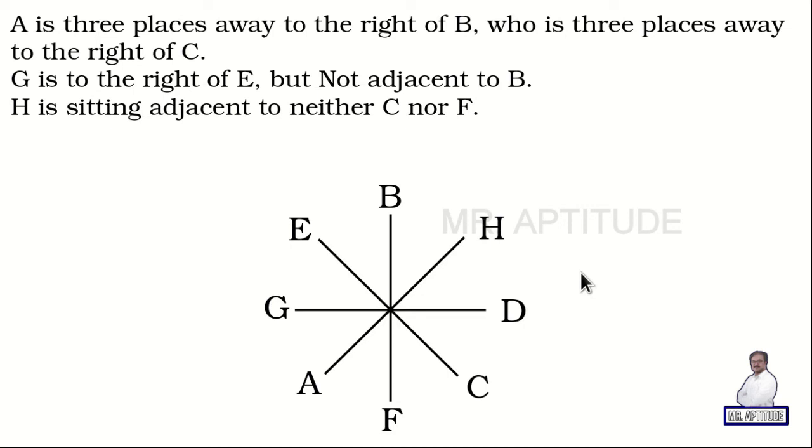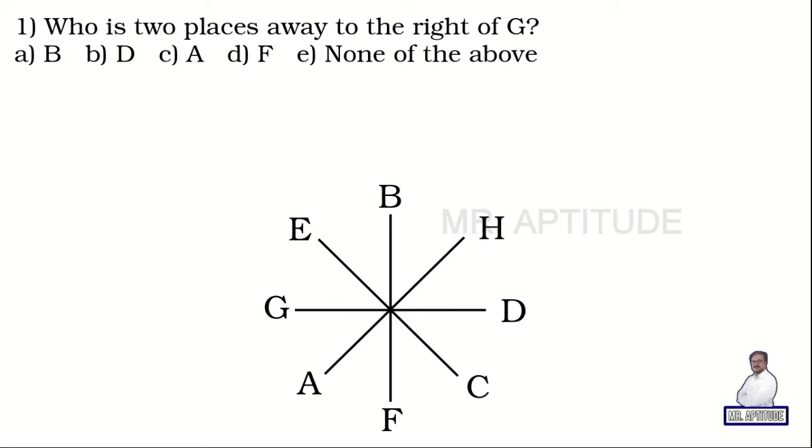Now let us answer questions based on this set. Who is 2 places away to the right of G? I know that it's G. And we know that G is facing towards center of the table. So this will be the left of G and this is the right of G. And it's 2 places away. So let us leave one place and your answer will be F. So F is sitting 2 places away to the right of G.